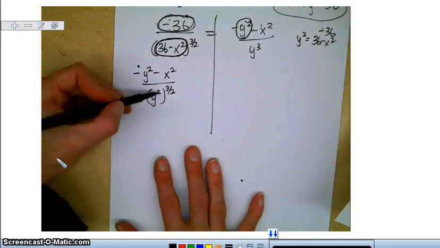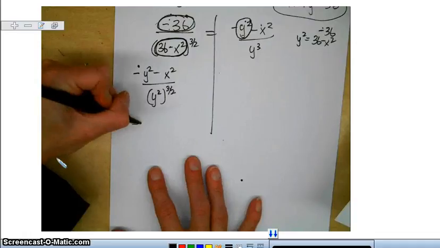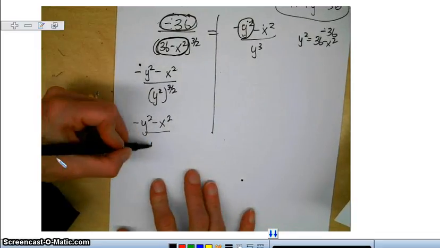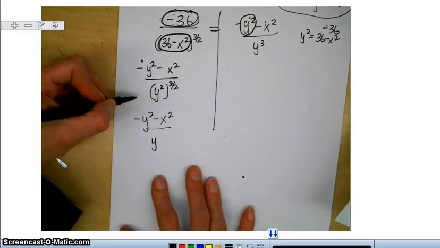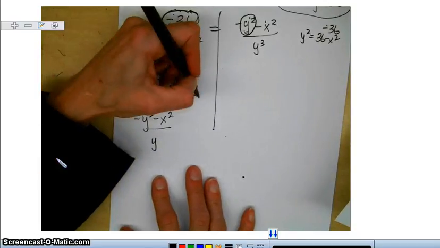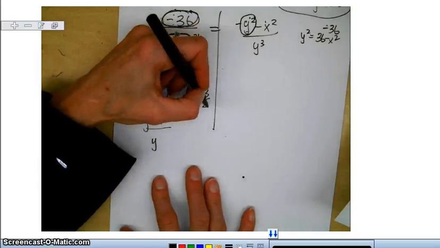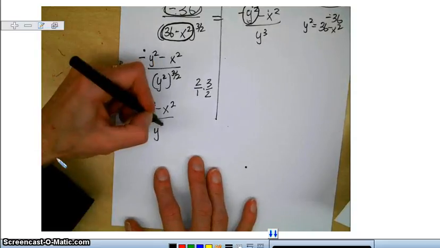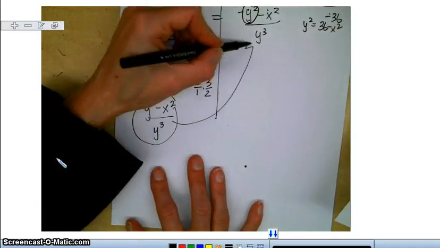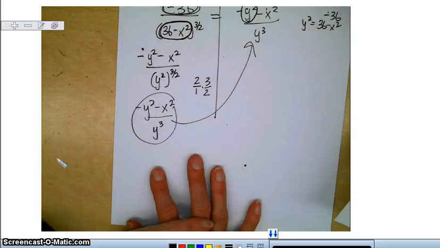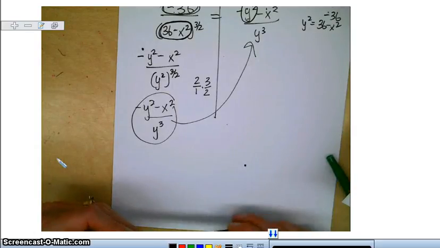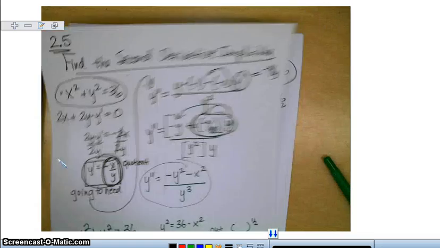And what do you do with double exponents? You multiply them, and 2 times 3/2 is? You struggling with 2 times 3/2? 2 over 1 times 3 over 2. It's 3. Does this now look exactly like the other derivative? We just showed that both our derivatives are the same. So, okay, that's a little above and beyond, but that was good stuff there.